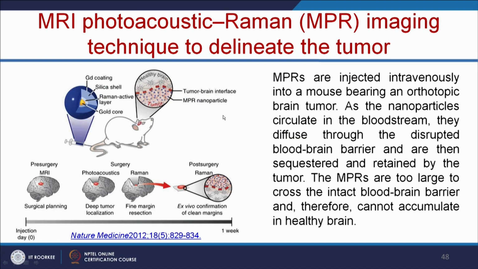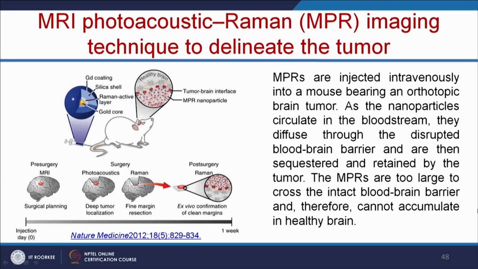Let us see an example of how nanoparticles can be useful for imaging the brain tumor. This is MRI photoacoustic Raman imaging, that is the MPR technique, to delineate the tumor. Here, these nanoparticles can be intravenously injected into a mouse bearing the brain tumor. They circulate in the bloodstream and diffuse through the disrupted blood brain barrier, and they are retained by the tumor. And these MPRs are too large to cross the intact blood brain barrier.